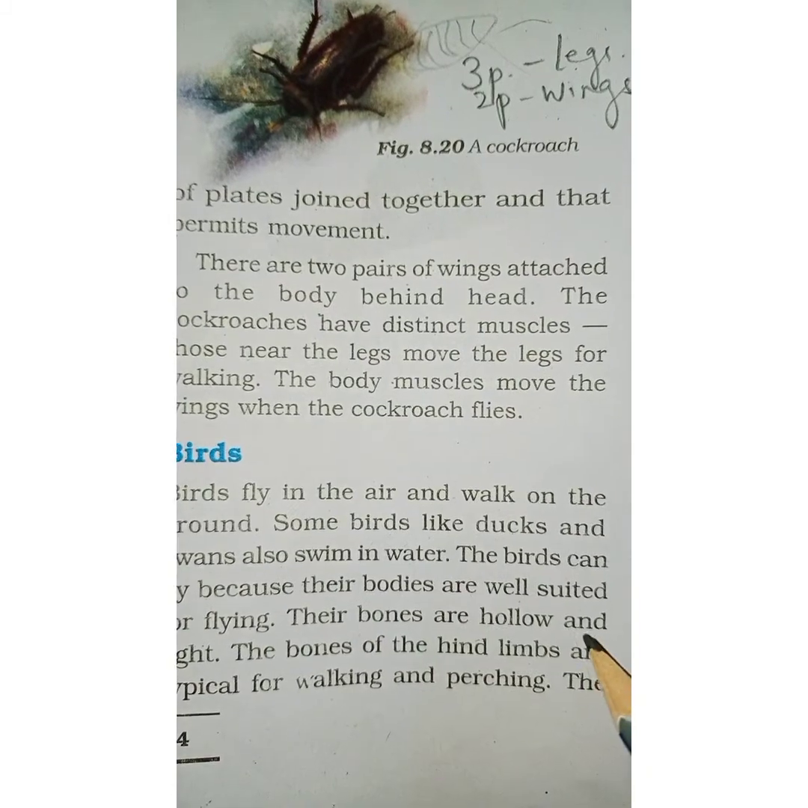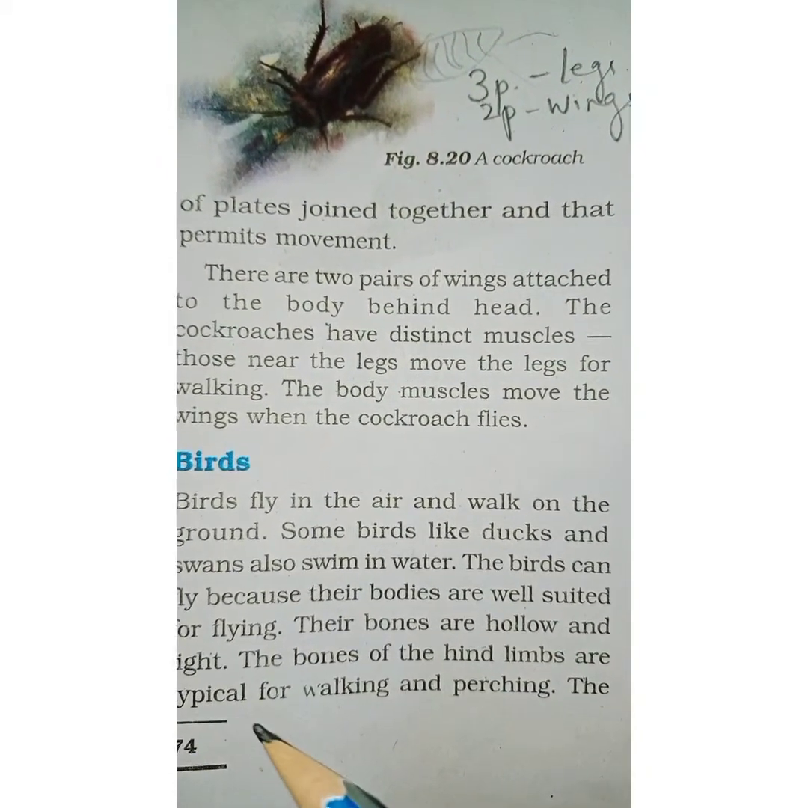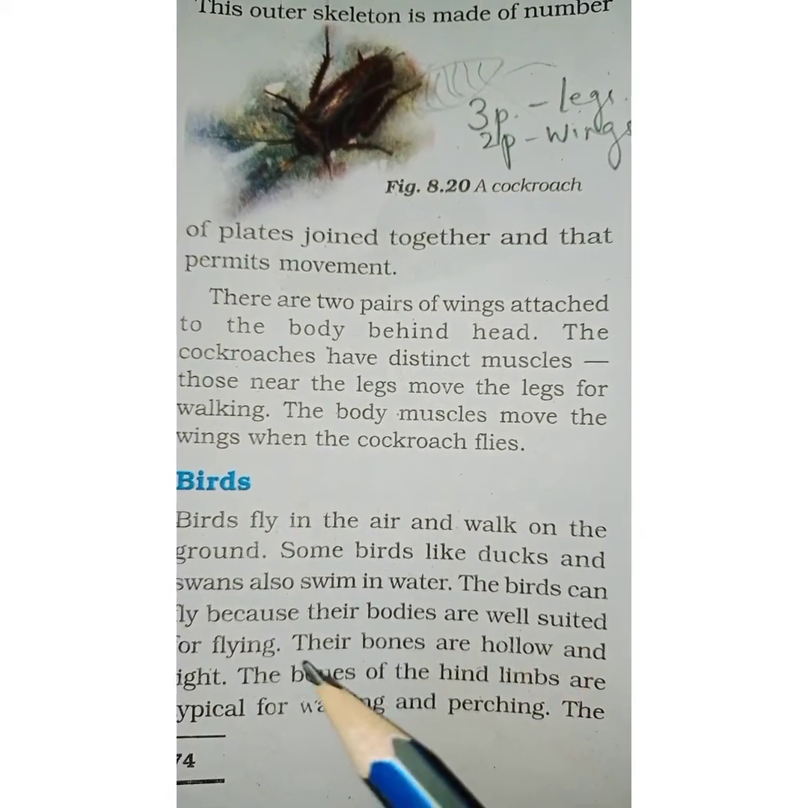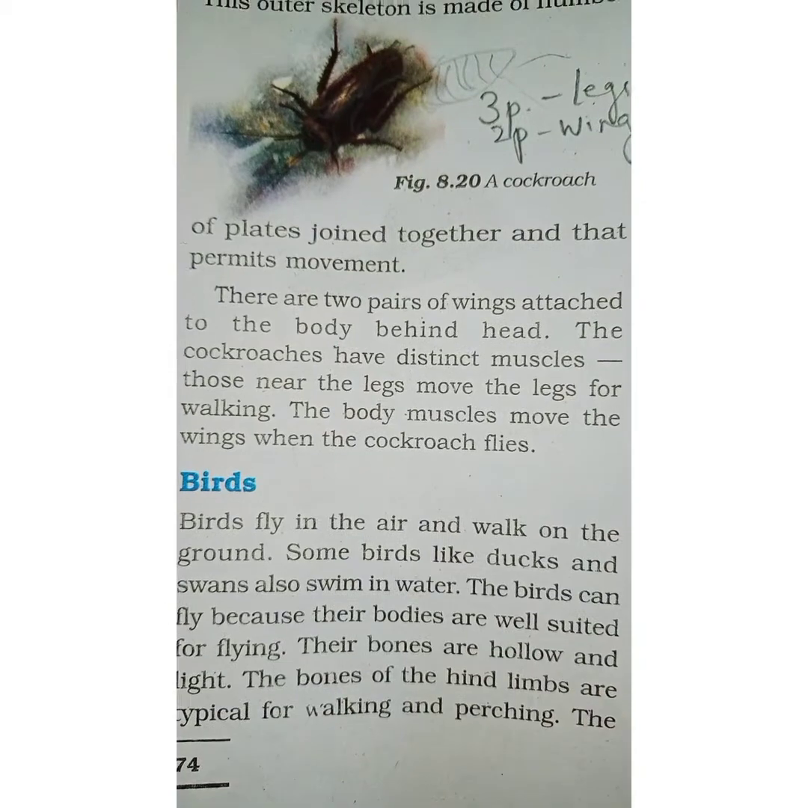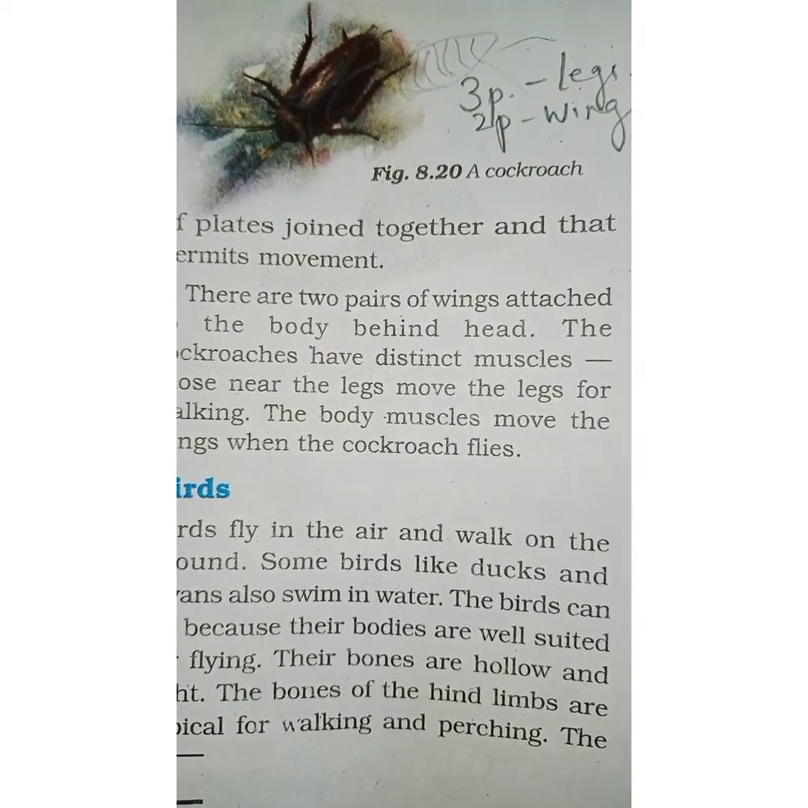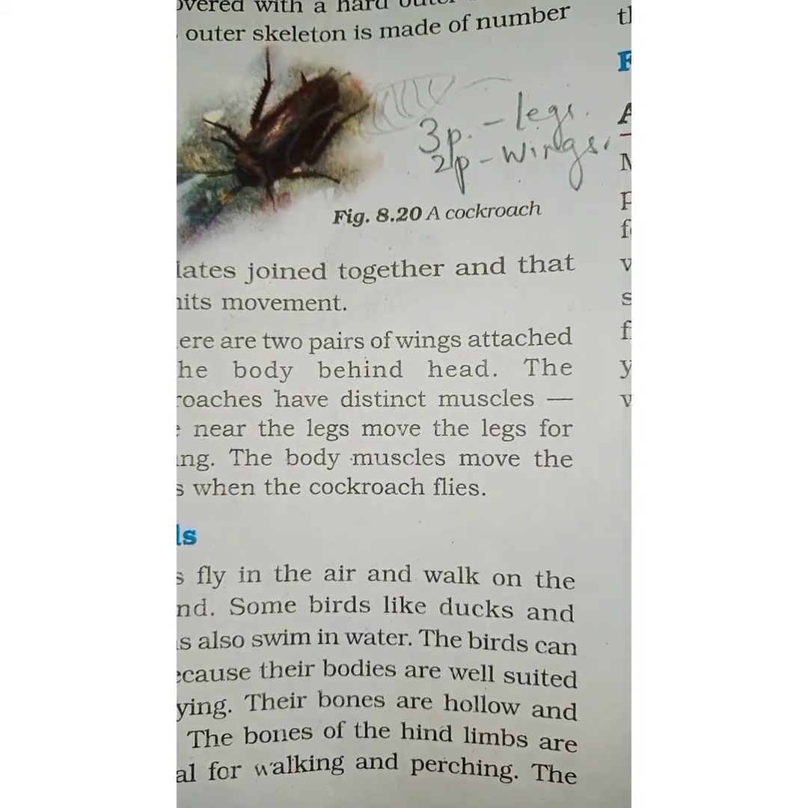Their bones are hollow and light. The bones of the hind limbs are typical for walking and perching. So what we are saying here is the bird can fly because they have a body that is well suited for flying, whereas we humans cannot fly because our body is not fit for flying. It is not the same structure as the birds.